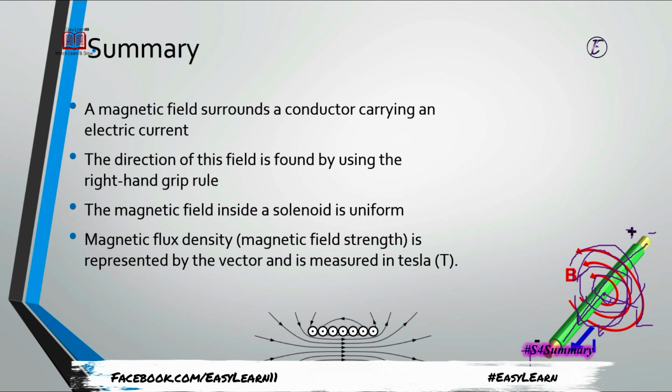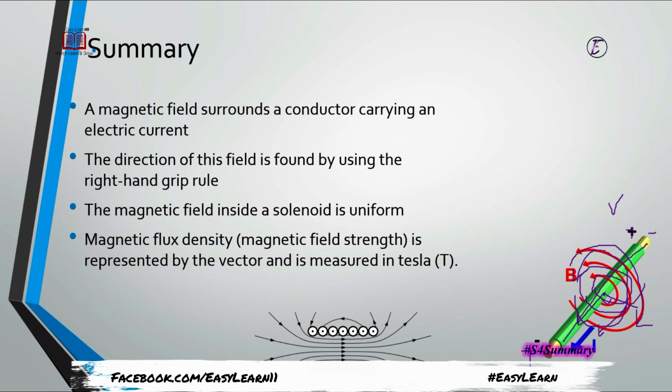How can we find out the direction? That is very simple: the right hand grip rule. Just use your right hand and grip tightly; the magnetic field is indicated by the fingers of your right hand. All you have to do is put the solenoid or the conductor, as in our case here, in your right hand, grip it with your fingers, and your fingers will indicate the direction of the field.